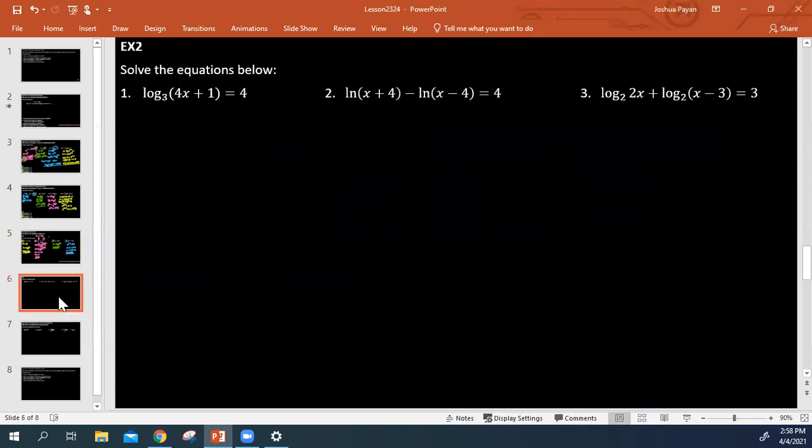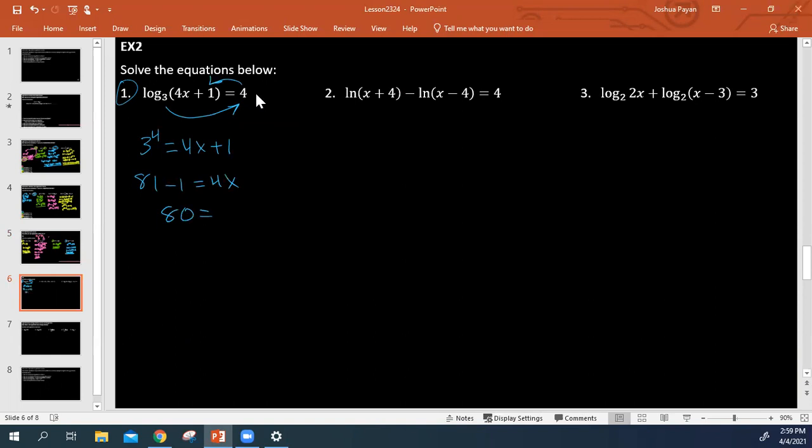Okay, so I mean, the algebra behind these is not very difficult. So now we're going the other way around, right? And we can do this as easily as just drawing the arrows, or we can use exponential bases, however you want to think about it. This first one, I'm going to just draw the arrows. Okay, so 3 to the 4th is equal to 4x plus 1. 3 to the 4th, of course, is 81. Subtract 1 from both sides. 80 equals 4x. X is therefore 20.